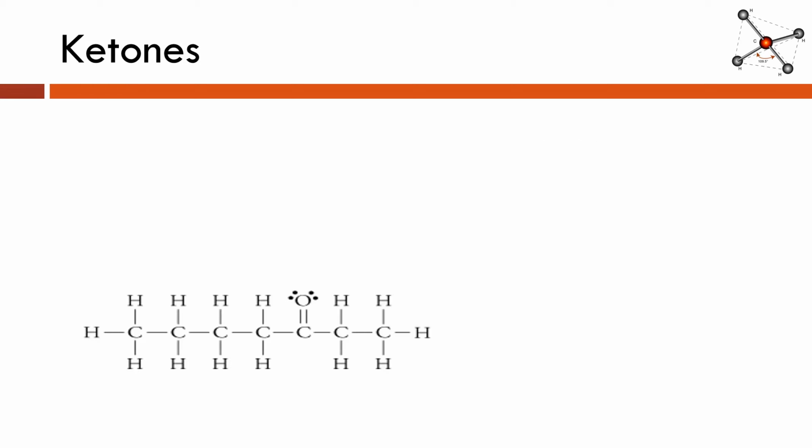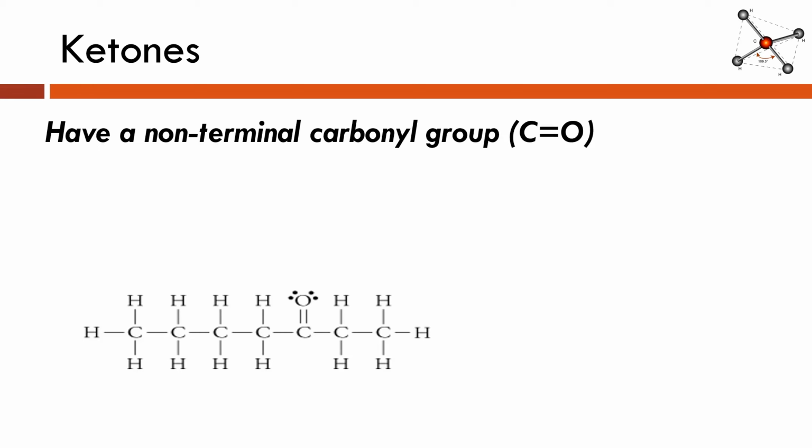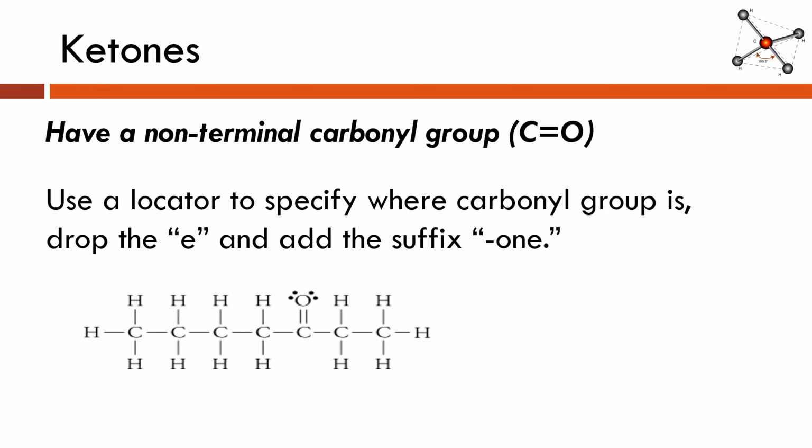We have the ketones. Ketones are very similar to aldehydes, except now that carbonyl group, the C double bond O, is not at the end. It's somewhere in the middle of the molecule. Now we do have to use a locator. So we're going to name the longest carbon chain, our parent structure, drop the E off the end of the name of that alkane, and then add the suffix -one.